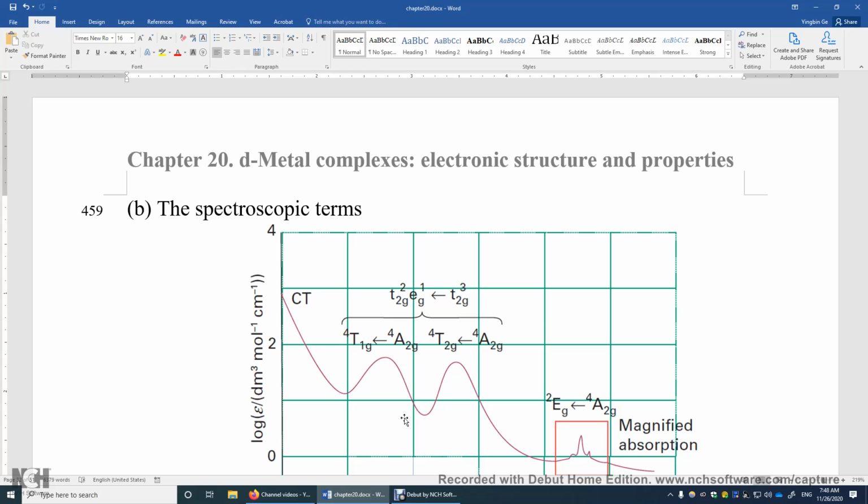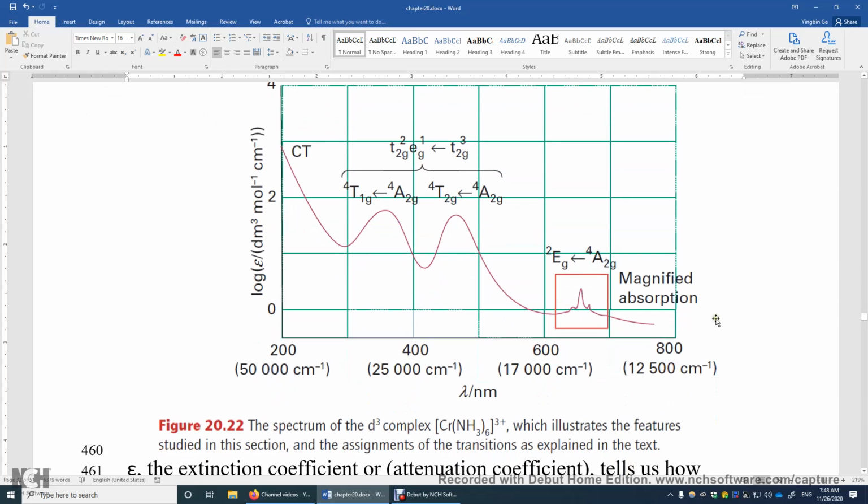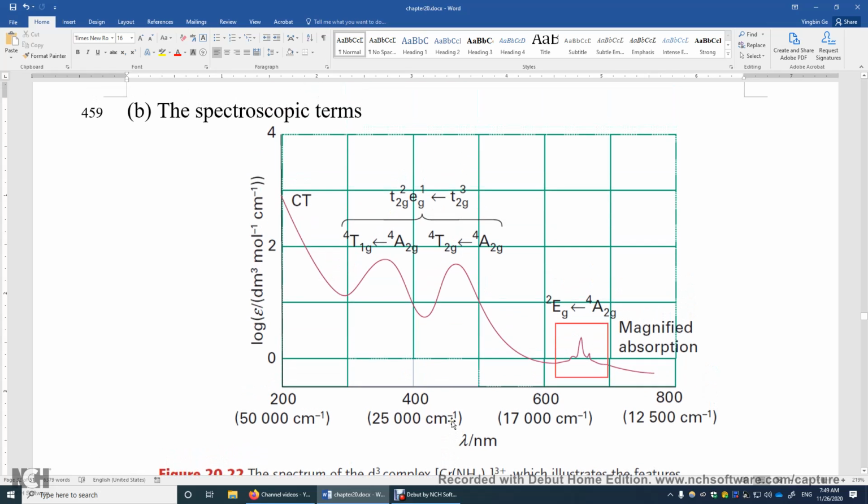The spectroscopic terms. This is the UV-Vis spectrum of hexaamminechromium(III). This is a d3 complex. There are 3 d electrons in this chromium(III). These 3 electrons each occupy one of the 3 T2g orbitals: dxy, dyz, dzx.